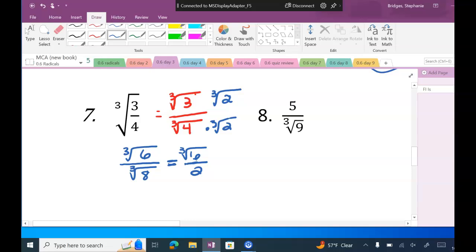Okay. And then I just need to check to see if I can continue to simplify. No numbers outside of the radicals that can simplify. Is 6 a perfect cube? Does it have a perfect cube that can divide into it? No.